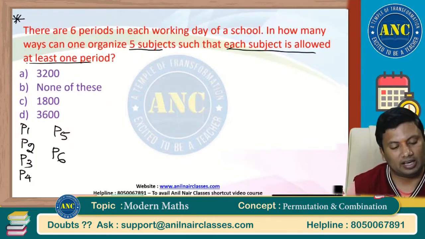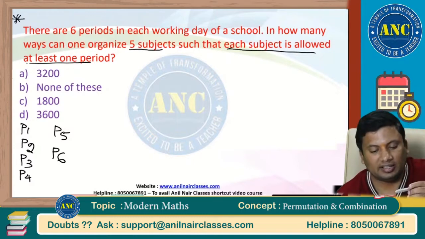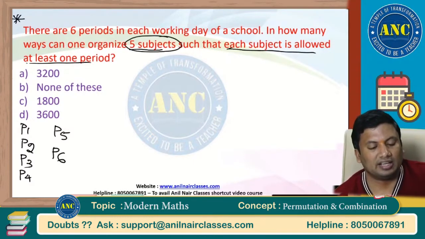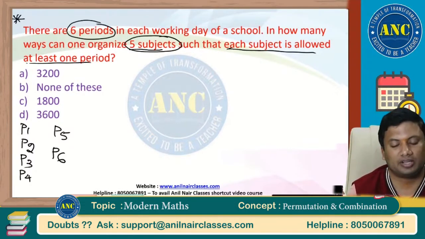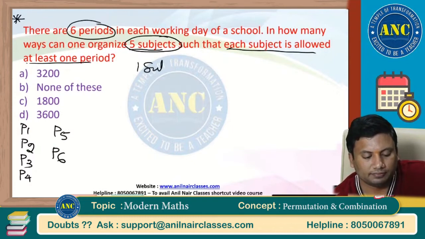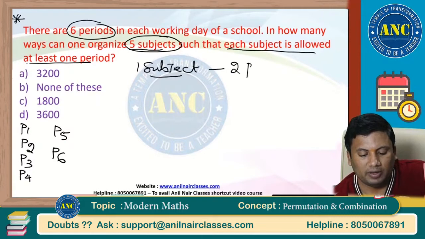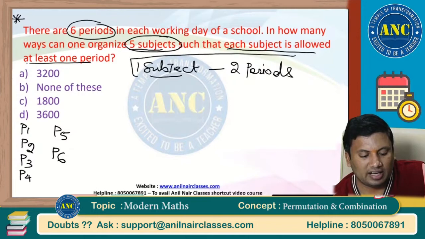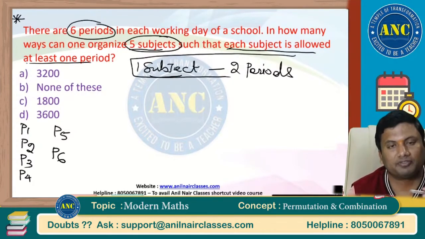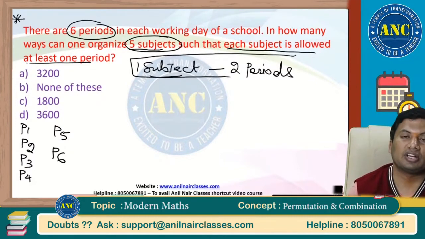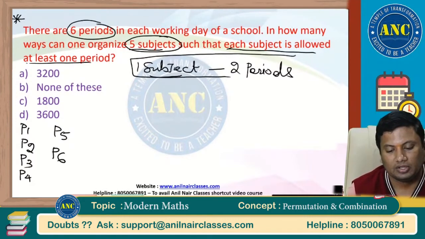How many subjects are there? 5 subjects. How many periods are there? 6 periods. That means 1 subject will come in more than 1 period, in 2 periods. Why? Because there are 6 periods and 5 subjects. Suppose first period, second, third, fourth, fifth period, the 5 subjects are over. In the 6th period, a subject should be repeated. So 1 subject will definitely come in 2 periods.